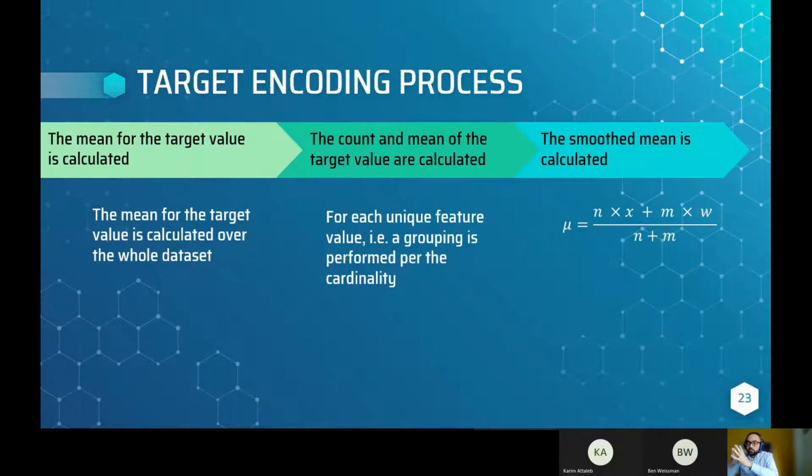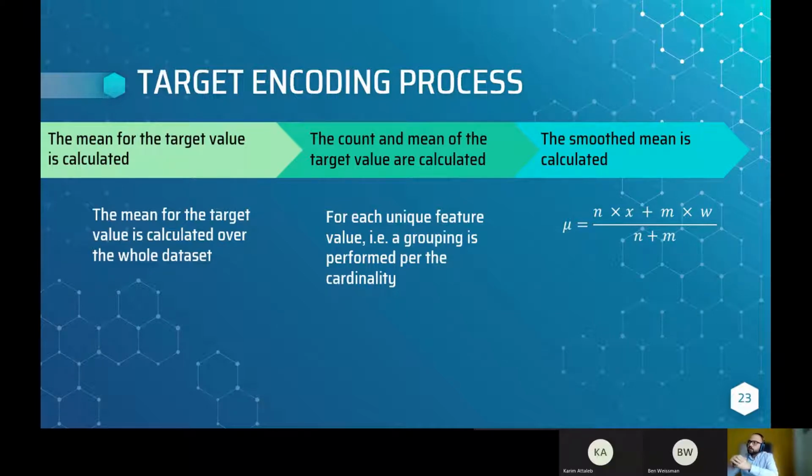So this is the target encoding process. We have to calculate the mean for the target value. First, it's calculated over the whole data set. Then the count and the mean of the target value are calculated, but this time we are performing a grouping, because we are doing that for each unique value. So again we are counting on the cardinality, and it's really a factor. It's a big influence in this method again, but not as much as in the previous one.